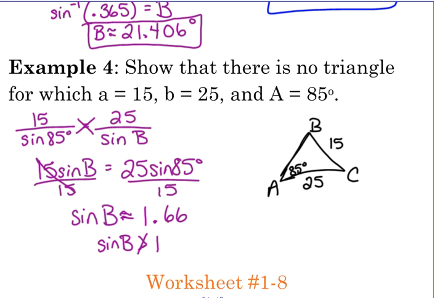What I was saying was, if the 85 were perhaps this angle between the 15 and the 25, it may form a triangle. I don't know. I'm not getting into that. I just want to throw that point out there. But with the way that it's set up in this position, you cannot form a triangle.